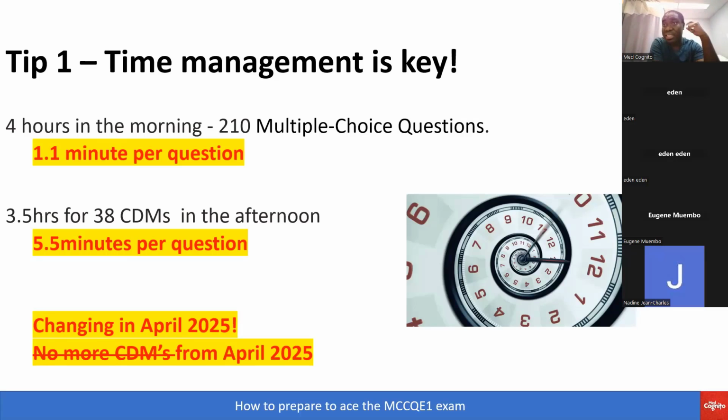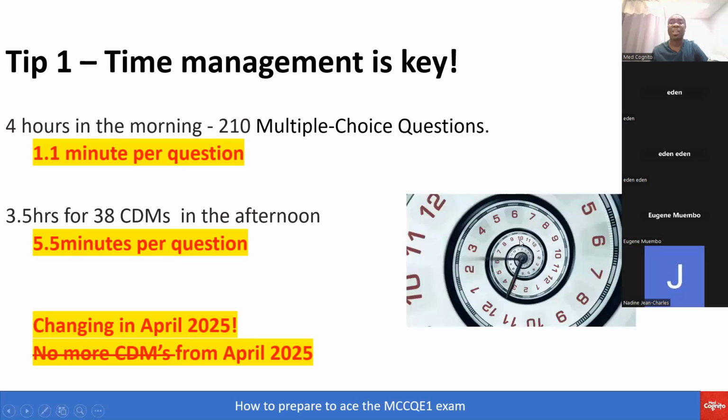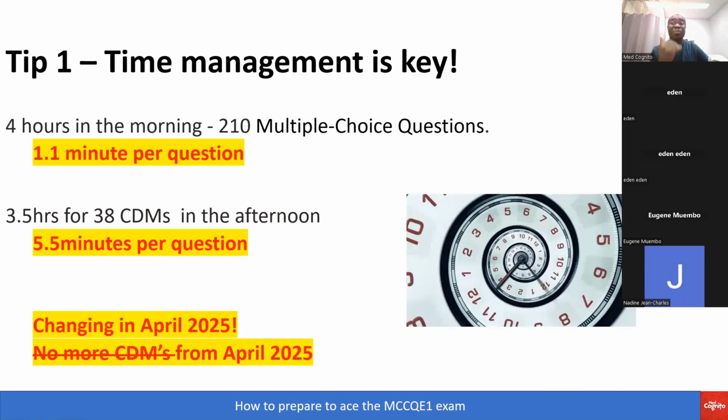But the interesting thing is that in April 2025, please write it down, the format is changing. They are scrapping the CDM exam and they are making it only MCQs. And we've realized that the MCQs is where a lot of candidates also have a lot of problems.